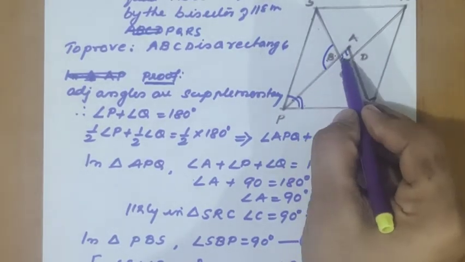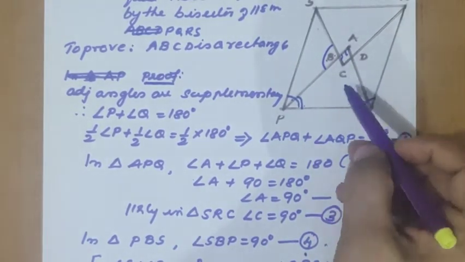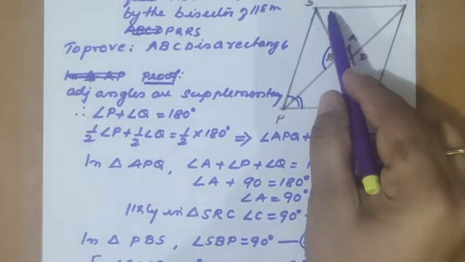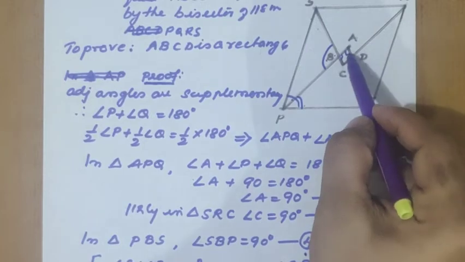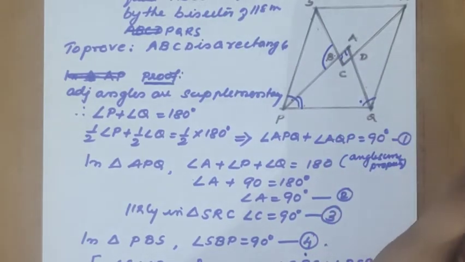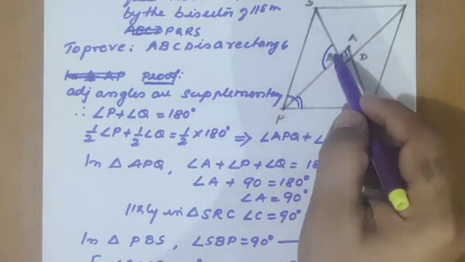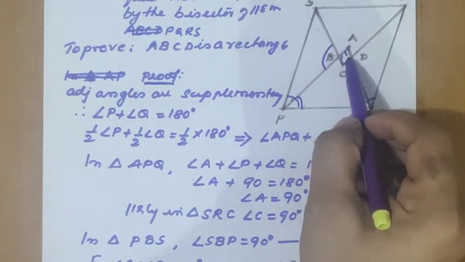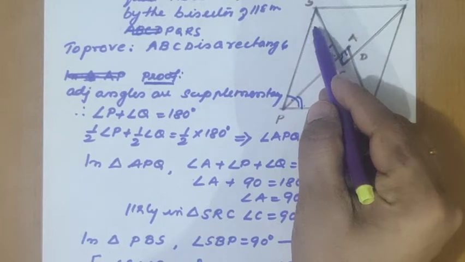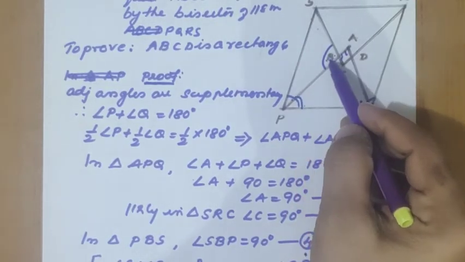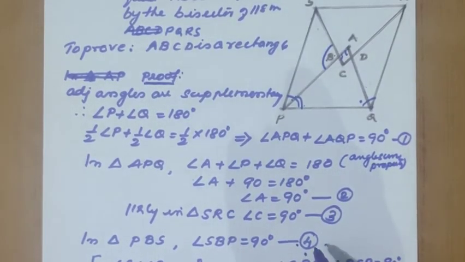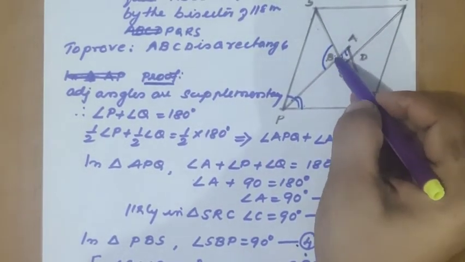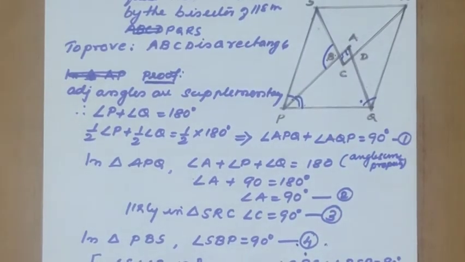What is the rule? Vertically opposite angles. So first we considered APQ and SRC, and we got the quadrilateral ABCD, with interior angles A and C being 90 degrees each. But when we go to this side, angle B is coming outside the quadrilateral. So half of S and half of P is 90 degrees, which means SBP equals 90 degrees. If SBP is 90 degrees, then ABC equals 90 degrees by vertically opposite angles.